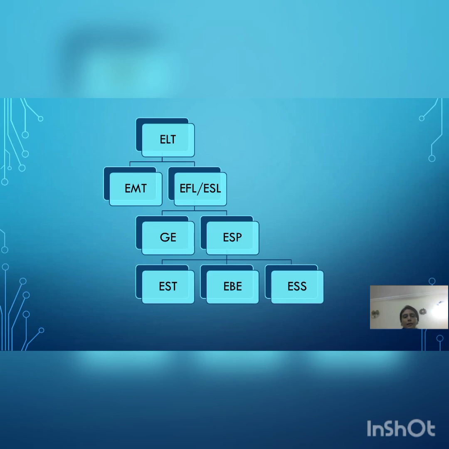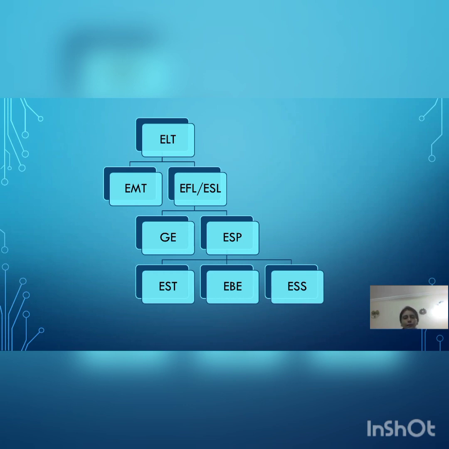Now English as a foreign language or second language is further divided into two branches: GE, General English, which we learn for general purposes, and ESP, English for specific purposes, what we learn English for business, medical sciences, scientific research or anything for a specific purpose. We bring that into the ESP category. ESP is further divided into three branches: EST, English for Science and Technology, EBE, English for Business and Economics, and ESS, English for Social Sciences. These have further branches too.